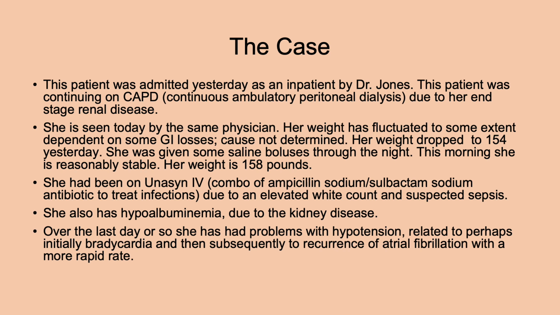She's been on Unasyn, an antibiotic, due to elevated white count and suspected sepsis. She also has hypoalbuminemia due to the kidney disease. Over the last day or so, she's had problems with hypotension related perhaps to initial bradycardia and then subsequently to recurrence of her atrial fibrillation with a more rapid rate.